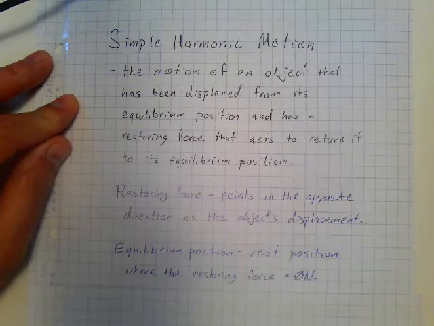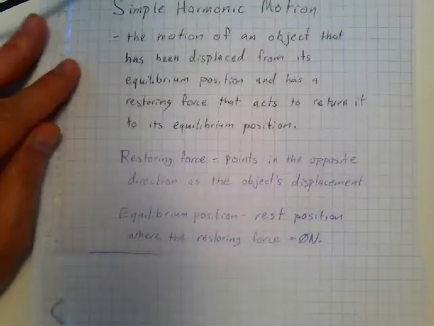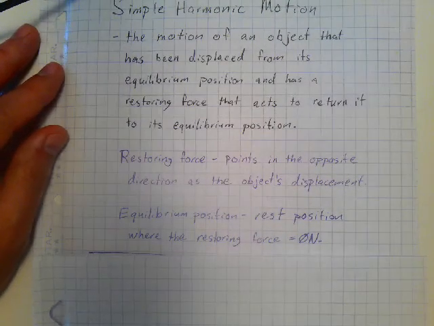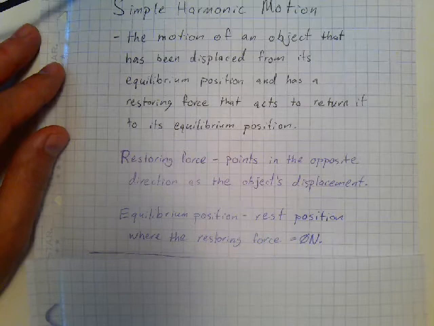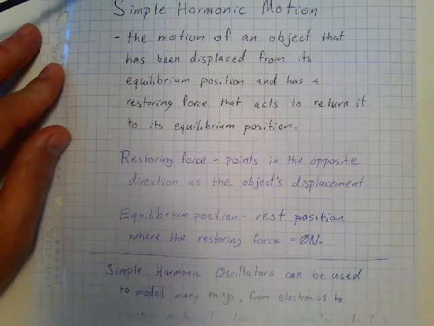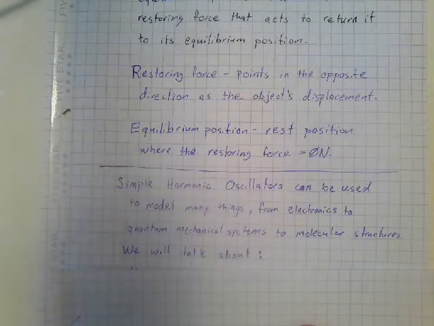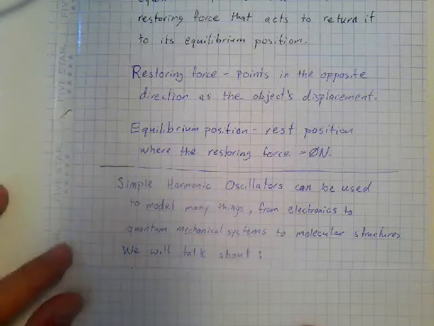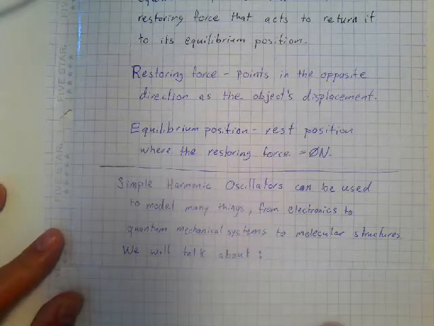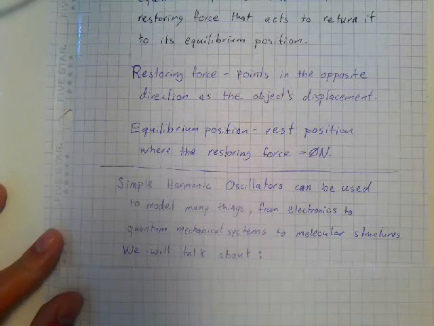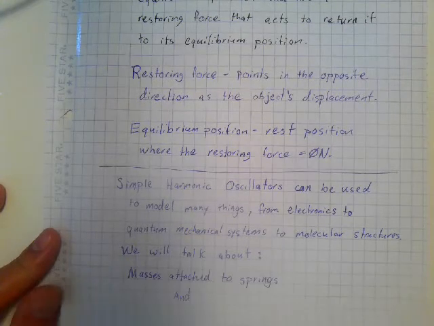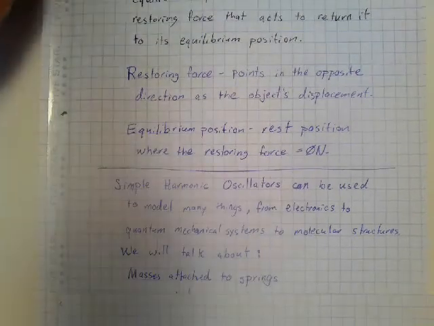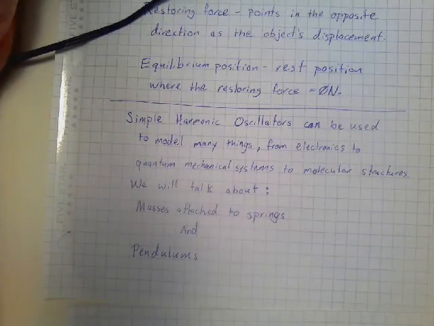And then the equilibrium position is going to be the rest position, where that restoring force is going to be equal to 0 newtons. So it's not necessarily where it starts, but it is where that restoring force is going to be 0 newtons. Now, simple harmonic oscillators come up a lot in physics, basically because they can model more interesting systems than what we're about to talk about. So we can talk about electronics, quantum mechanical systems, molecular structures, things like that. But we're going to talk about a mass attached to a spring, and a simple pendulum.